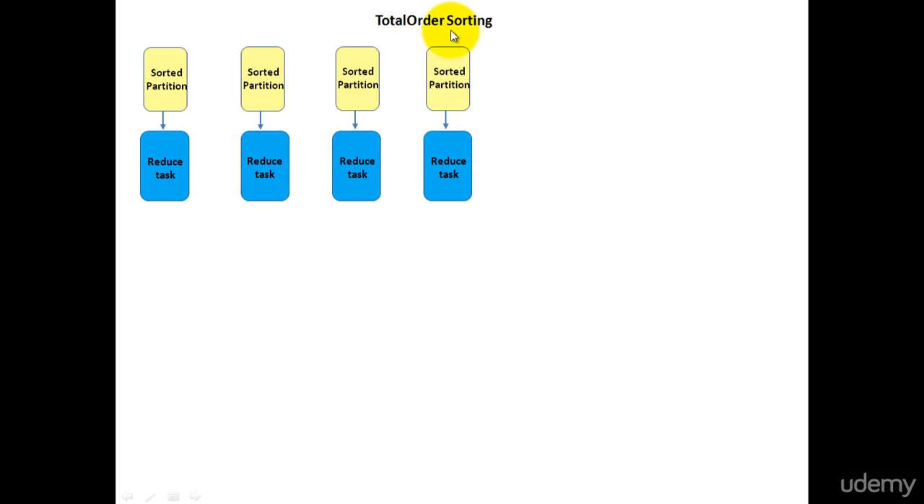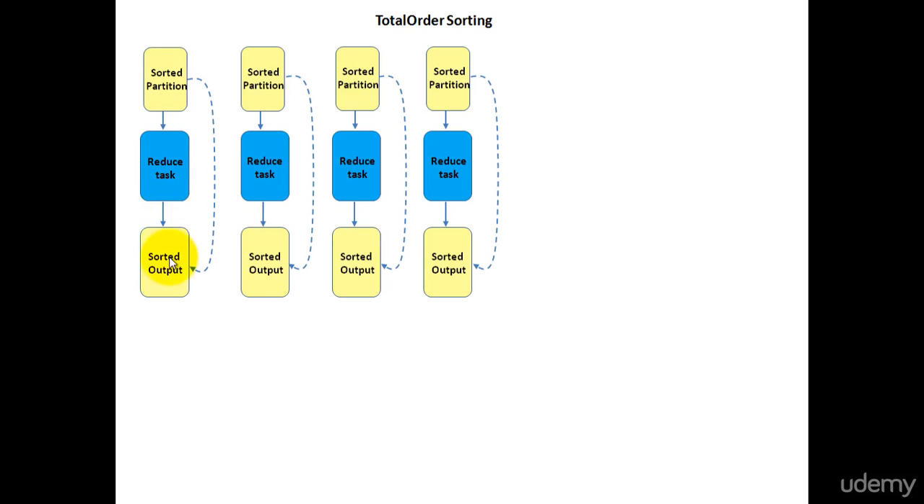In this session, we will learn total order sorting. We know that each partition is sorted. Hence, the output of each reduce task is sorted, and it is sorted by the key. Remember that values are never sorted. It is only the keys that are sorted.